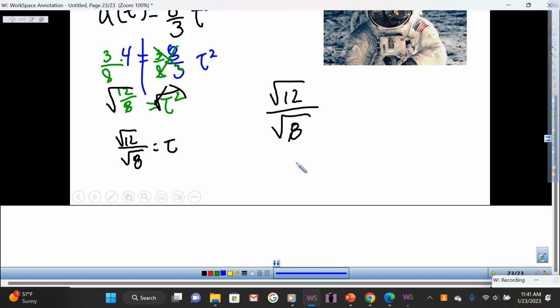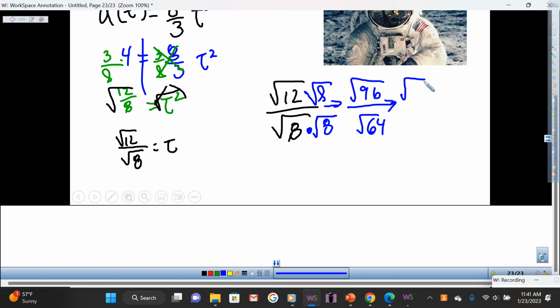Briseida, go. Yeah, multiply top and bottom times square root of 8. That is correct. So this becomes square root of 64, because 8 times 8 is 64. And this is 8 times 12, that's 96. So square root of 96 over, what is the square root of 64? 8. Okay, so now our new fraction is square root of 96 over 8, approximately.